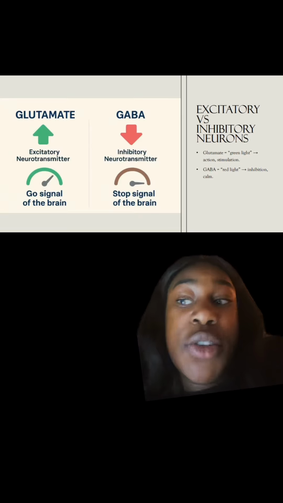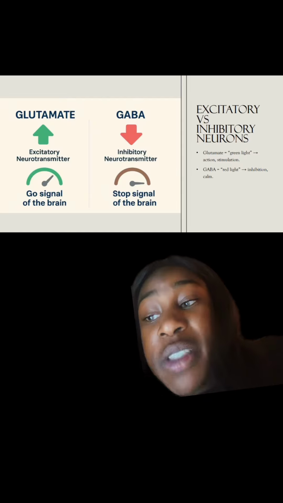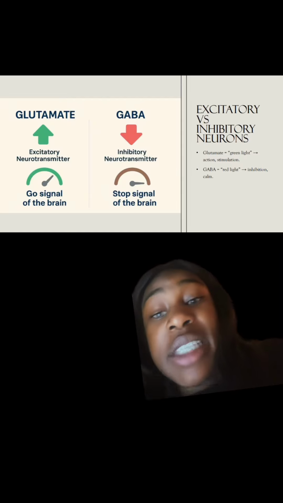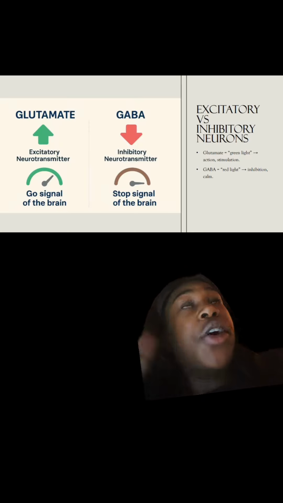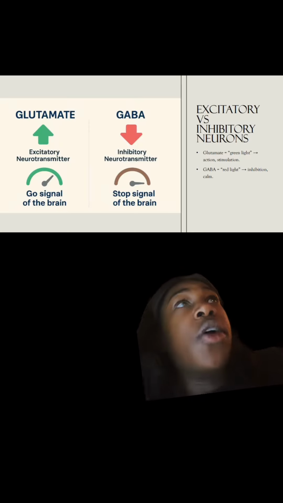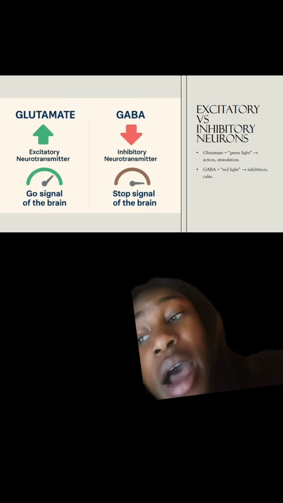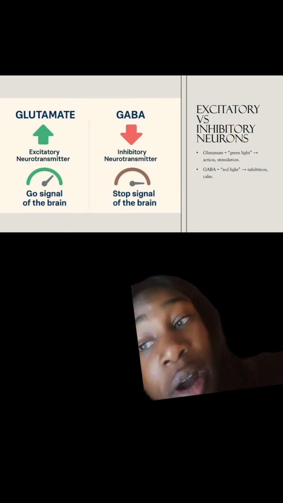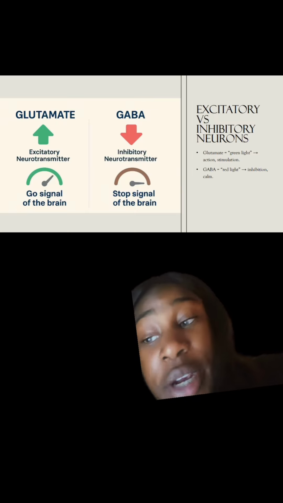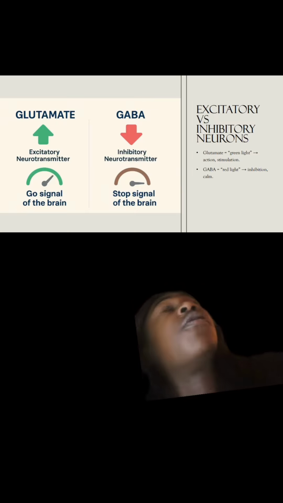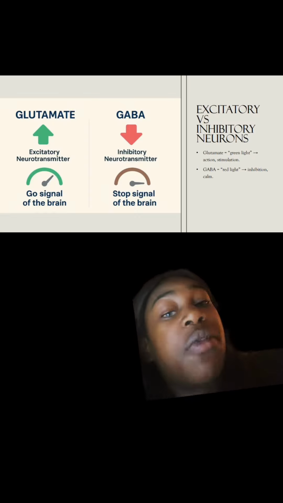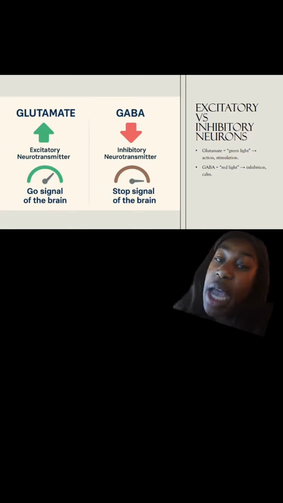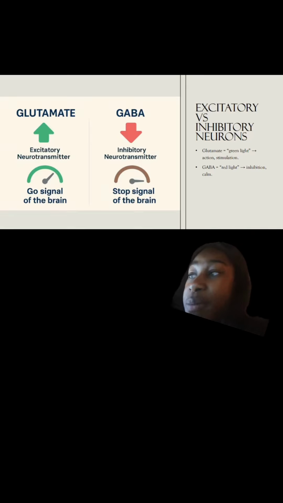Next, we have excitatory versus inhibitory neurotransmitters. Glutamate is an excitatory neurotransmitter, and that's like the green light neurotransmitter. It acts as the go signal, and it influences other neurons to fire. GABA is the red light neurotransmitter, and it's the inhibitory one, and it calms down and influences other neurons to stop firing. Glutamate and GABA are both neurotransmitters in the brain.